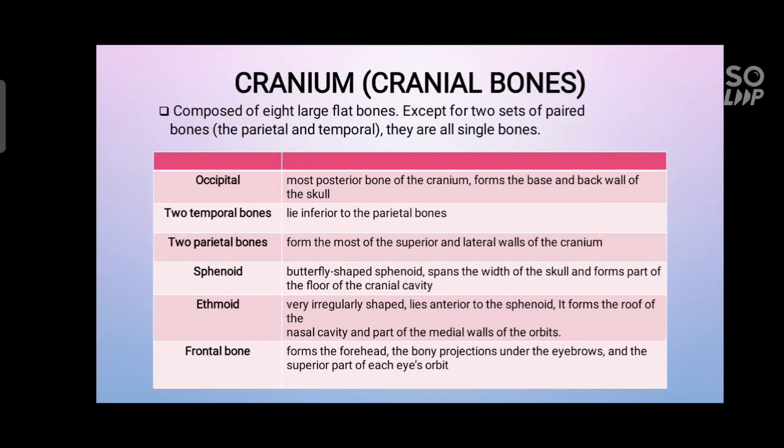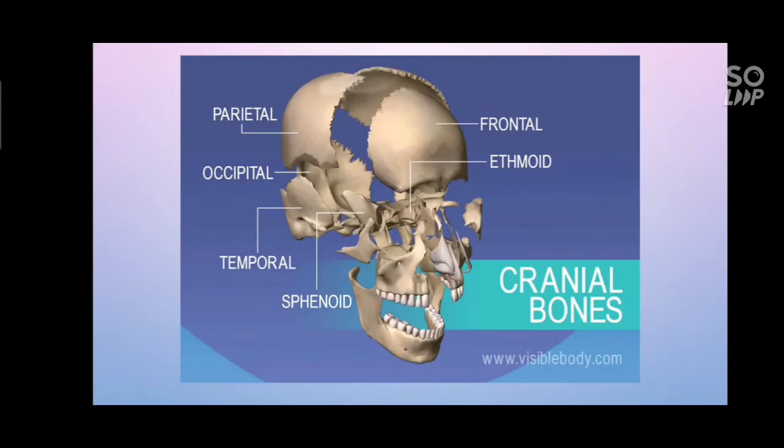And then the frontal bone, it is the forehead, the bony projections under the eyebrows, and the superior part of each eye's orbit. This is the illustration of cranial bones: the frontal bone, the 2 parietal bones, the occipital, 2 temporal bones, sphenoid, and the ethmoid bone.